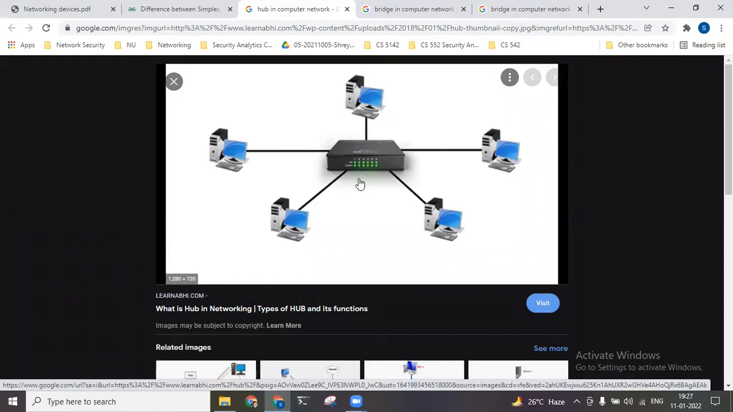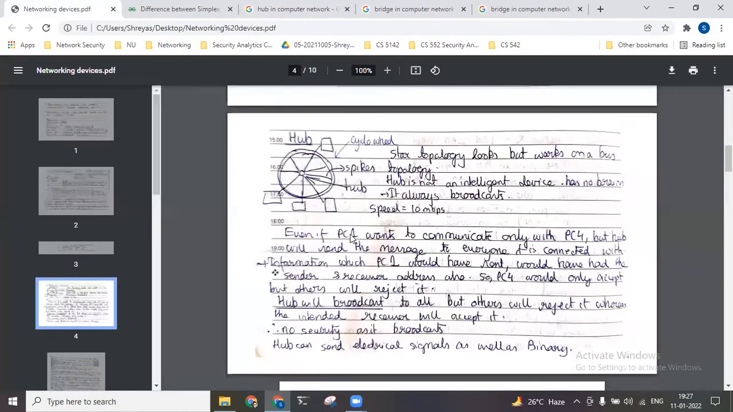It's like going into a class filled with students and shouting, hey Rahul, I want to talk with you, or hey Sam, I want to talk with you. So it's not a very secure way of communication, but this is how a hub basically works. It is not an intelligent device. It has no brain of its own. It will just shout the information passed to it to everyone. Then it is the responsibility of the end device we want to communicate with to accept the information, and others will reject it.